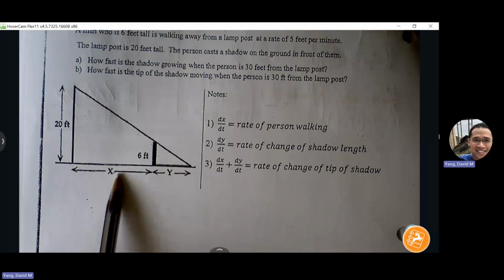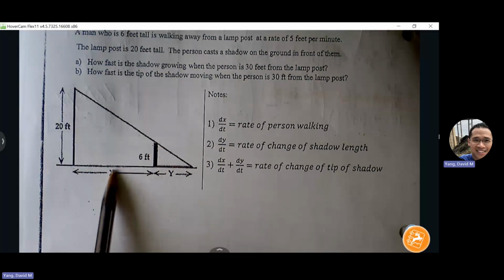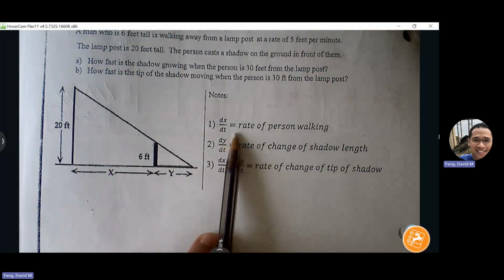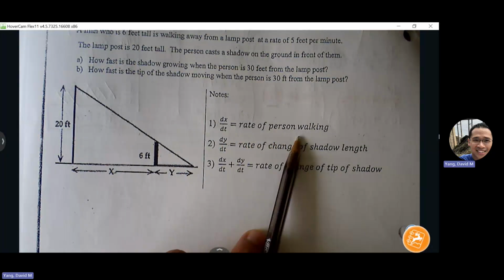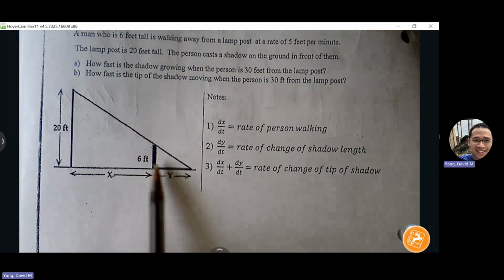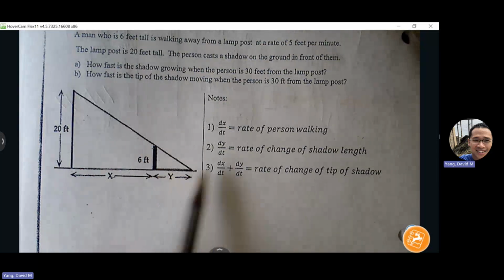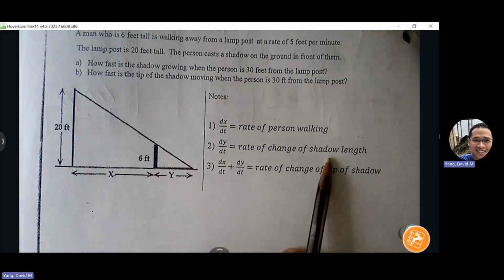X represents the distance the person is away from the lamppost, and as he's walking towards and away from the lamppost, this will be the rate of change of the person walking. Okay, so dx/dt is the rate of change of the person walking. Now, Y is the length of the shadow. So as a person is changing his position, that Y is changing, and dy/dt is the rate of change of the length of the shadow.